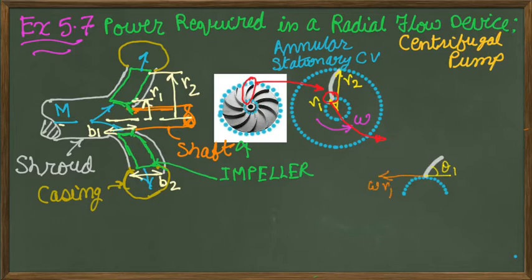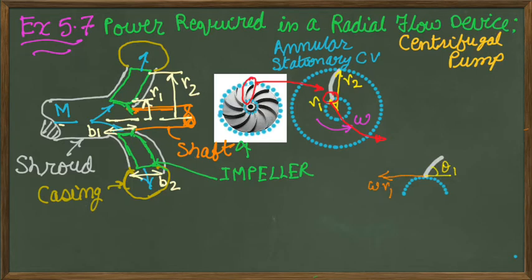The impeller is rotating in anti-clockwise direction. So since it's rotating in anti-clockwise direction, if you draw the velocity triangle, if you consider the angular velocity of the impeller, this will be from right to left as shown here. So this is omega r1. Note that this radius is r1. The impeller is rotating with an angular velocity omega, so the velocity is omega r1.